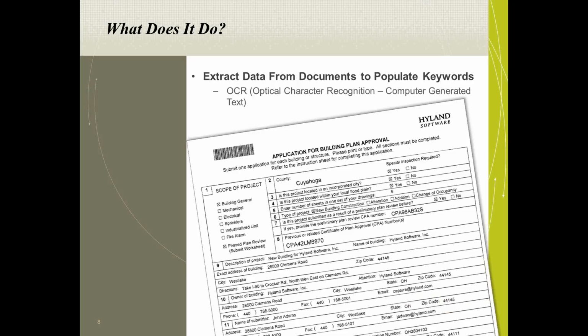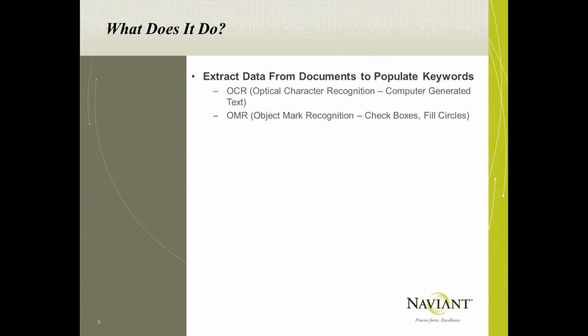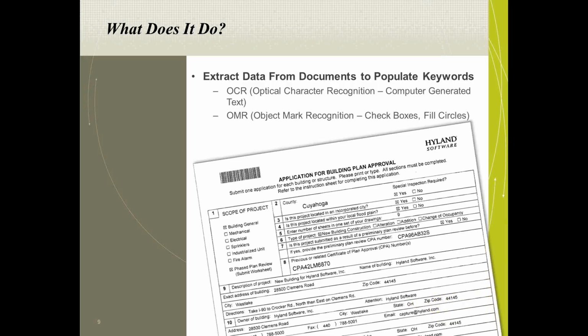So using this application for building plan approval document, we're able to read the County of Cuyahoga. We're able to take that CPA number that appears there and now populate OnBase keywords. That's optical character recognition. Comparing and contrasting with OMR, object mark recognition, we're talking about reading checkboxes or fill circles that you might have on some of these different documents, and then again populating OnBase keywords.